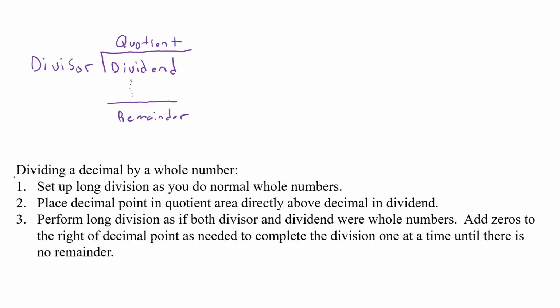To divide a decimal by a whole number, we set up a long division as you normally do with whole numbers, kind of like we showed above. We're going to place a decimal point in the quotient area directly above the decimal in the dividend. We'll show you that here in a little bit. And then we're going to perform the long division as if both the divisor and the dividend are whole numbers, and forget about the decimals if they're shown anywhere. Then we're going to add zeros to the right of the decimal point as needed to complete the division one at a time until there is no remainder. So we're going to basically keep going until we don't get a remainder.